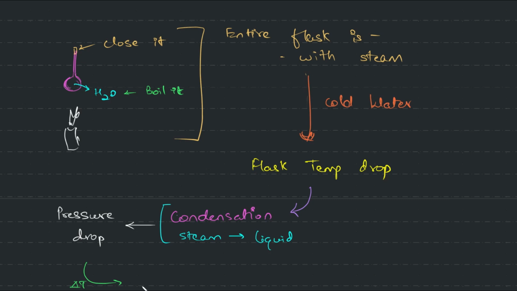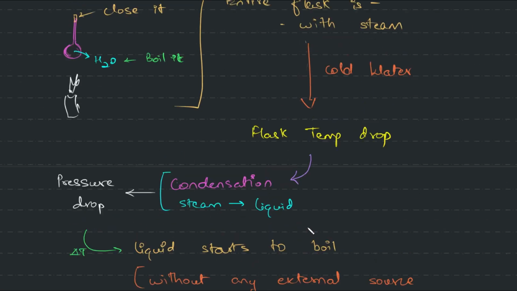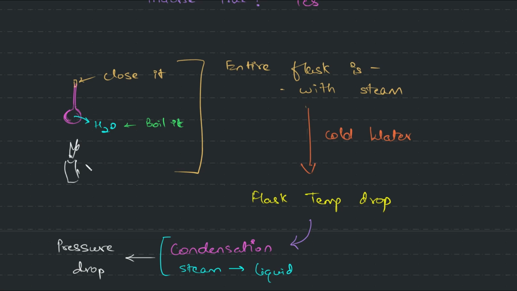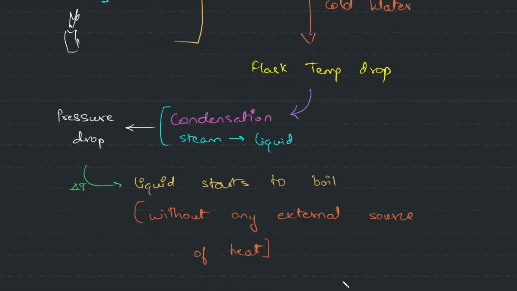Okay, so after some time, what you get to see is this liquid starts to boil. Literally, the liquid starts to boil, even though there is no source of heat, right? This is without any external source of heat. It starts to boil. It's weird, is it not? You don't have the burner, you switch this off, you just took cold water and poured it on it and it starts boiling. How is that even possible?